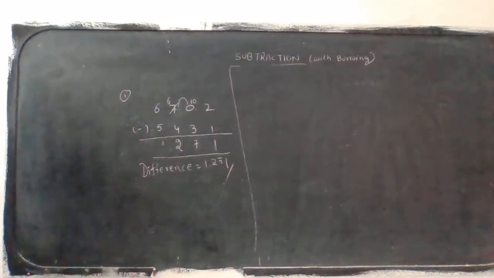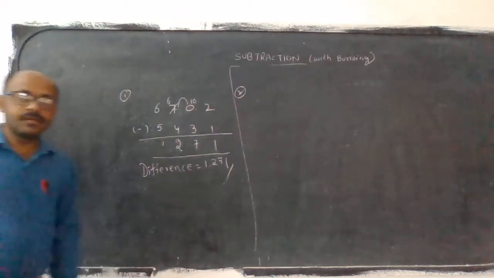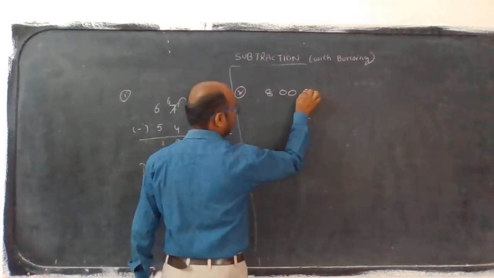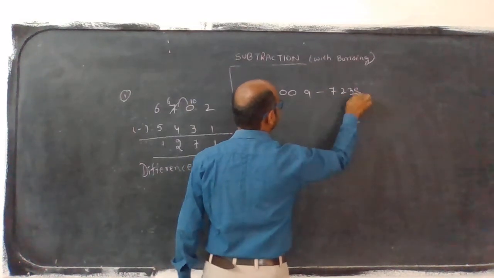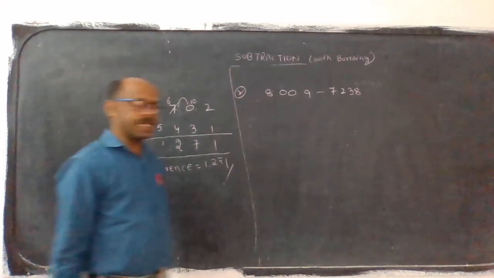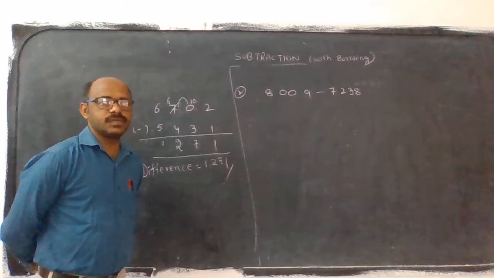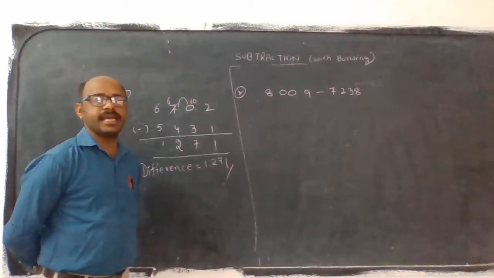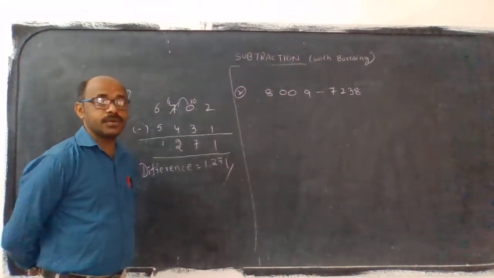1271. Okay. The next one, one more question. One more example: 8009 minus 7238. See, the two are 4-digit numbers only. 8009, 7238. Okay, we have to do the subtraction.